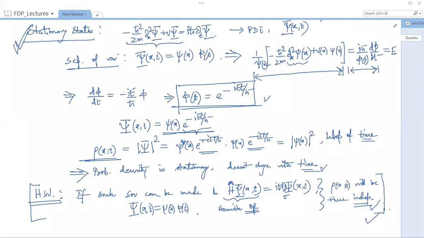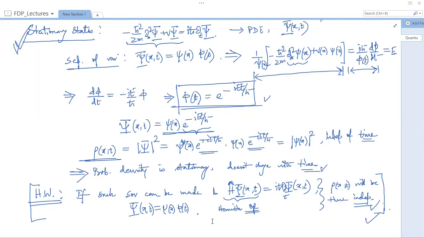Okay. Hi, Dr. Krishan Das Gupta. Hello, sir. Good afternoon, sir. Afternoon. Sir, I want to know whether only separation of variable is responsible for stationary states, or anything else.